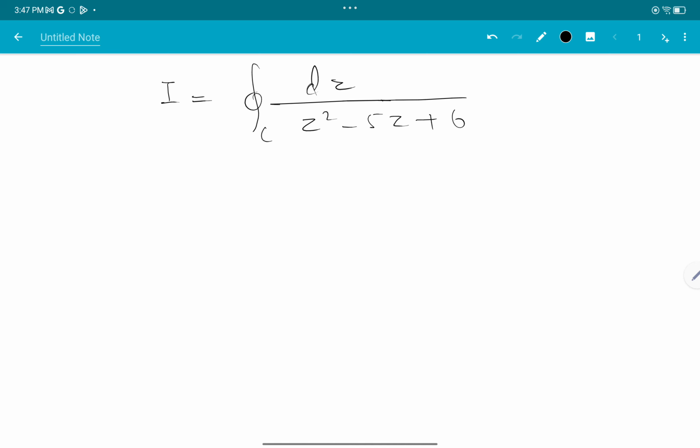The question is incomplete yet. We have to specify which curve we have to integrate along. The question says that the curve C is a unit circle centered at the origin.